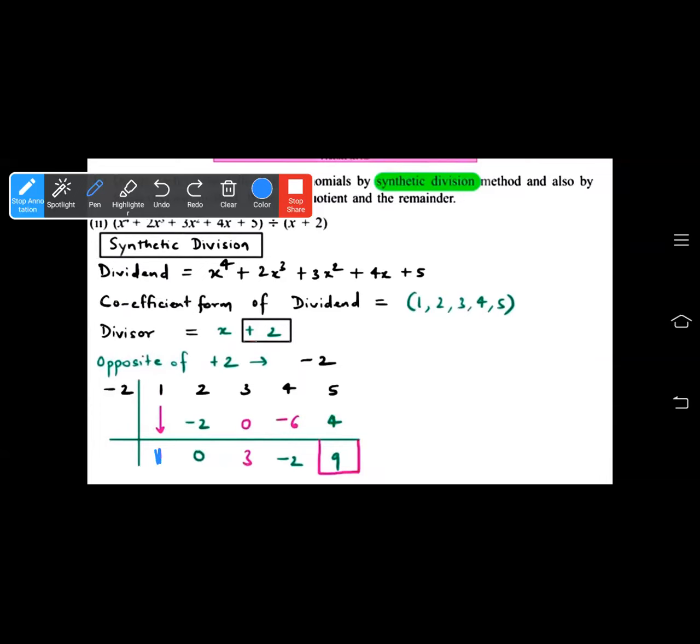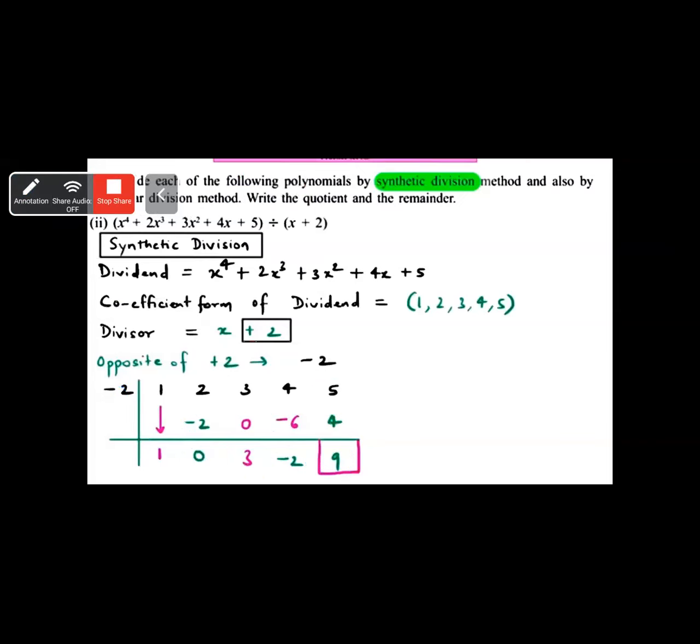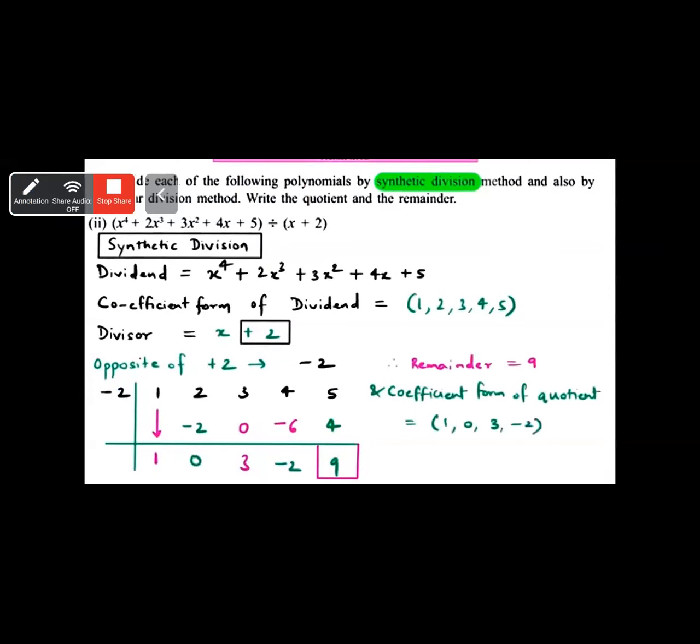Fine. 1 is as it is. 1 multiplied by -2 is -2. 2 minus 2 is 0. 0 multiplied by -2 is 0. 3 plus 0 is 3. 3 multiplied by -2 is -6. 4 minus 6 is -2. -2 into -2 is 4. 5 plus 4 is 9. Okay. So your remainder is 9, and the coefficient form of the quotient is 1, 0, 3, -2.